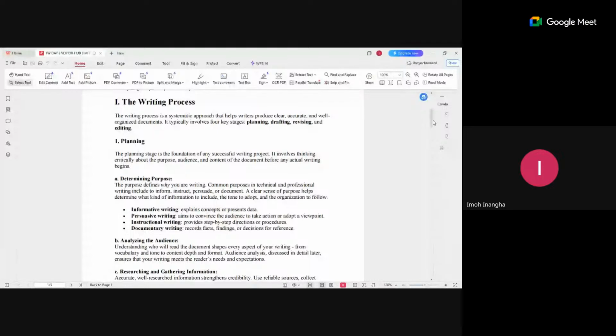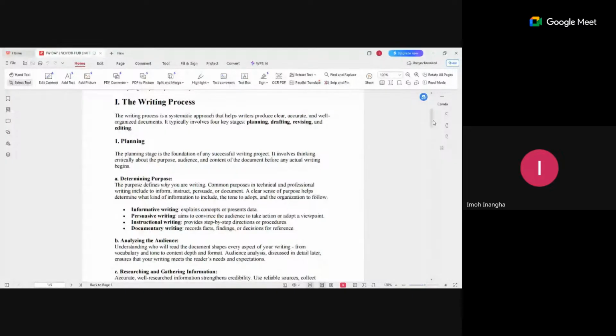The planning stage is the foundation of any successful writing project. It involves thinking critically about the purpose, audience, and context of the document before any actual writing begins. A, determining purpose. The purpose defines why you are writing. Common purposes in technical and professional writing include to inform, instruct, persuade, or document. A clear sense of purpose helps determine what kind of information to include, the tone to adopt, and the organization to follow.